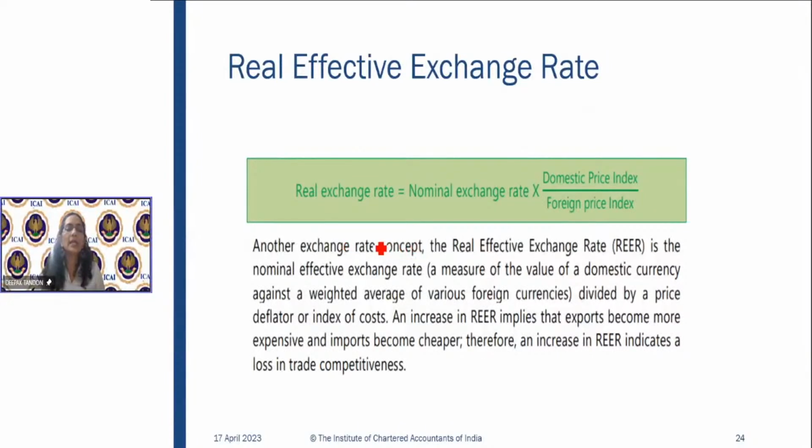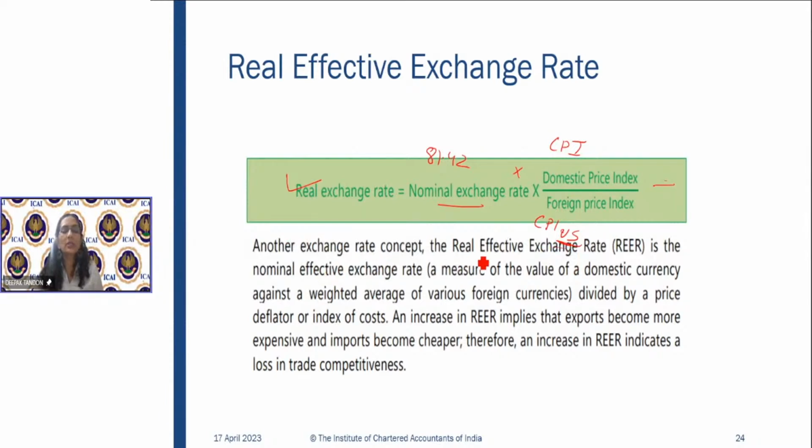So real exchange rate, what is real exchange rate? You take nominal exchange rate, you take domestic price index. Domestic price index means CPI. CPI of India and CPI of US. And the nominal exchange rate. Nominal exchange rate means 81.42. And then you calculate inflation in India and inflation in US. This gives you the real exchange rate.